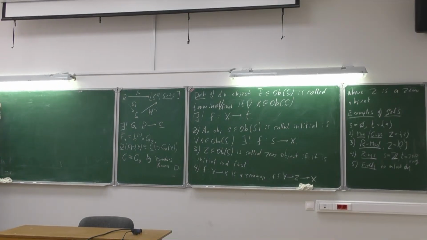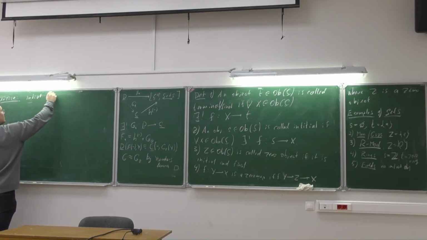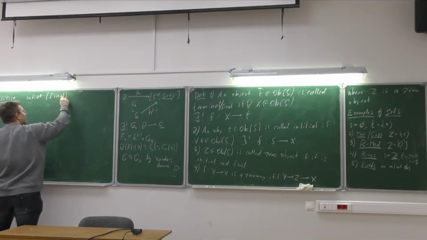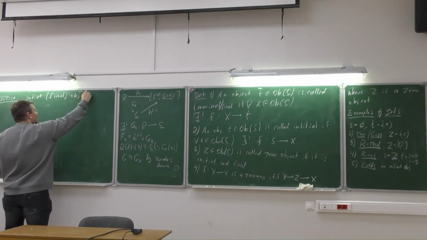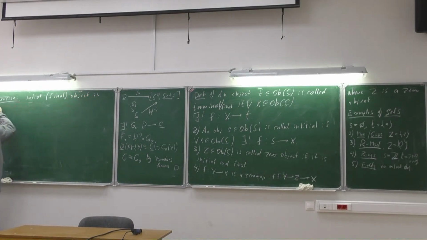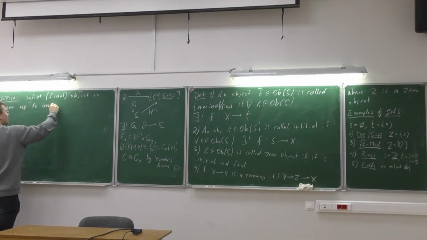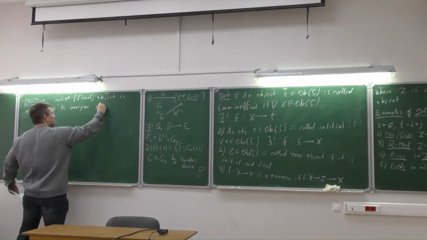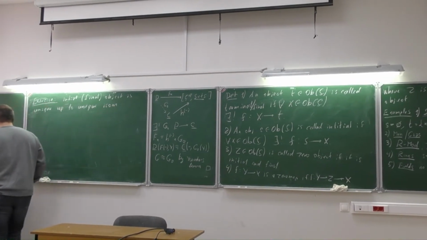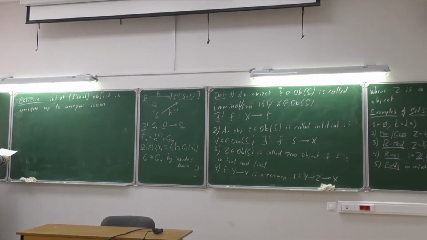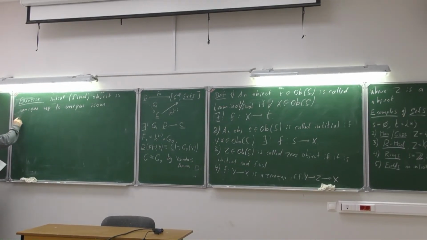This is silly, but still an exercise: an initial or final object is unique up to unique isomorphism, of course, if it exists. Okay, so now the definition of a comma category.